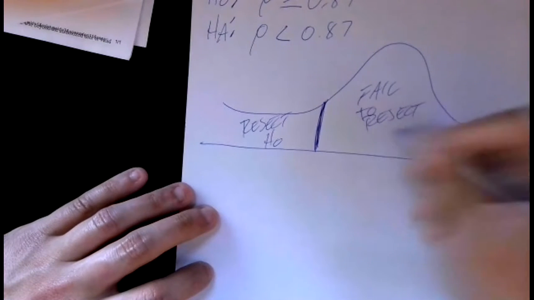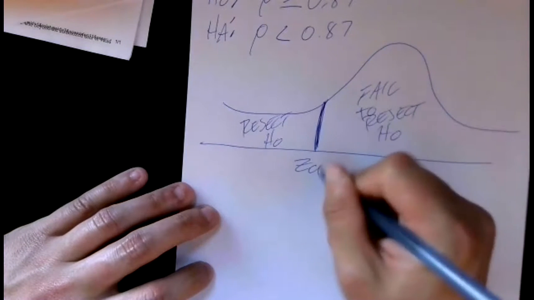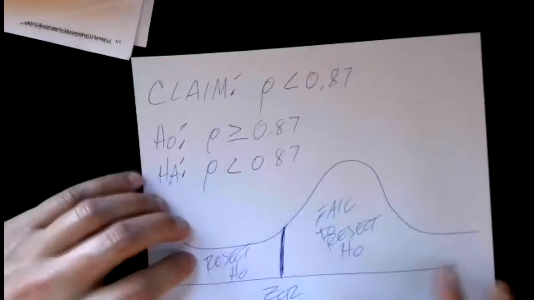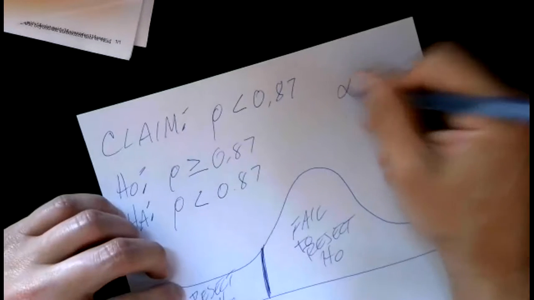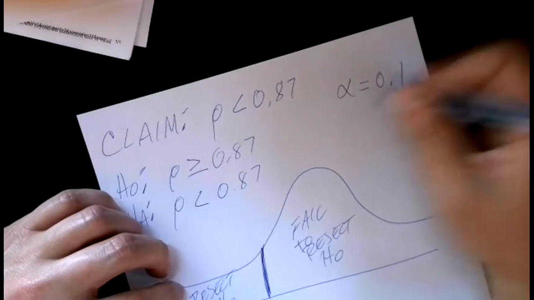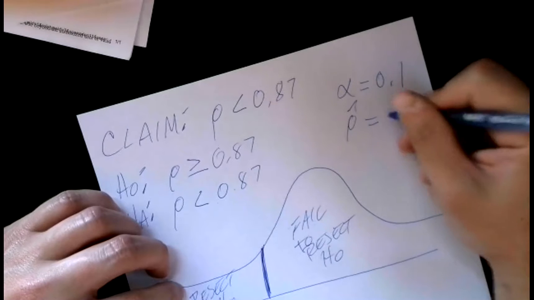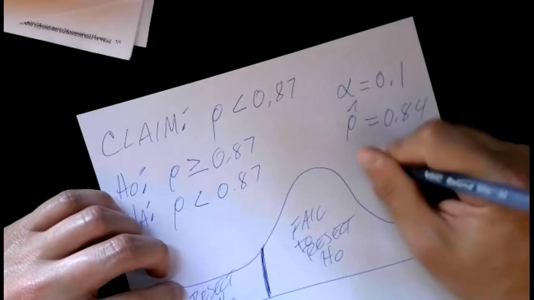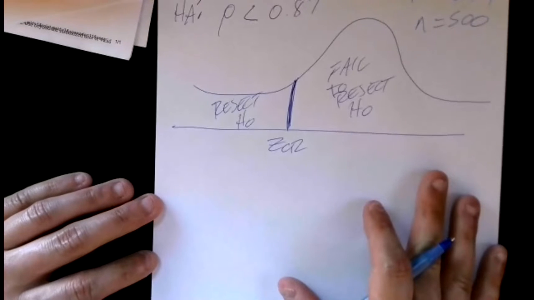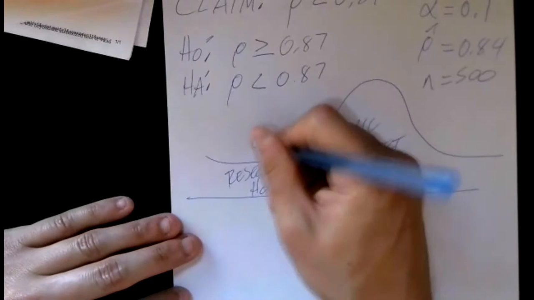Now we need to find the Z critical value that separates reject from fail to reject. What else did they tell us in this problem? Alpha is 0.1, and p hat is 0.84, and the sample size is 500.